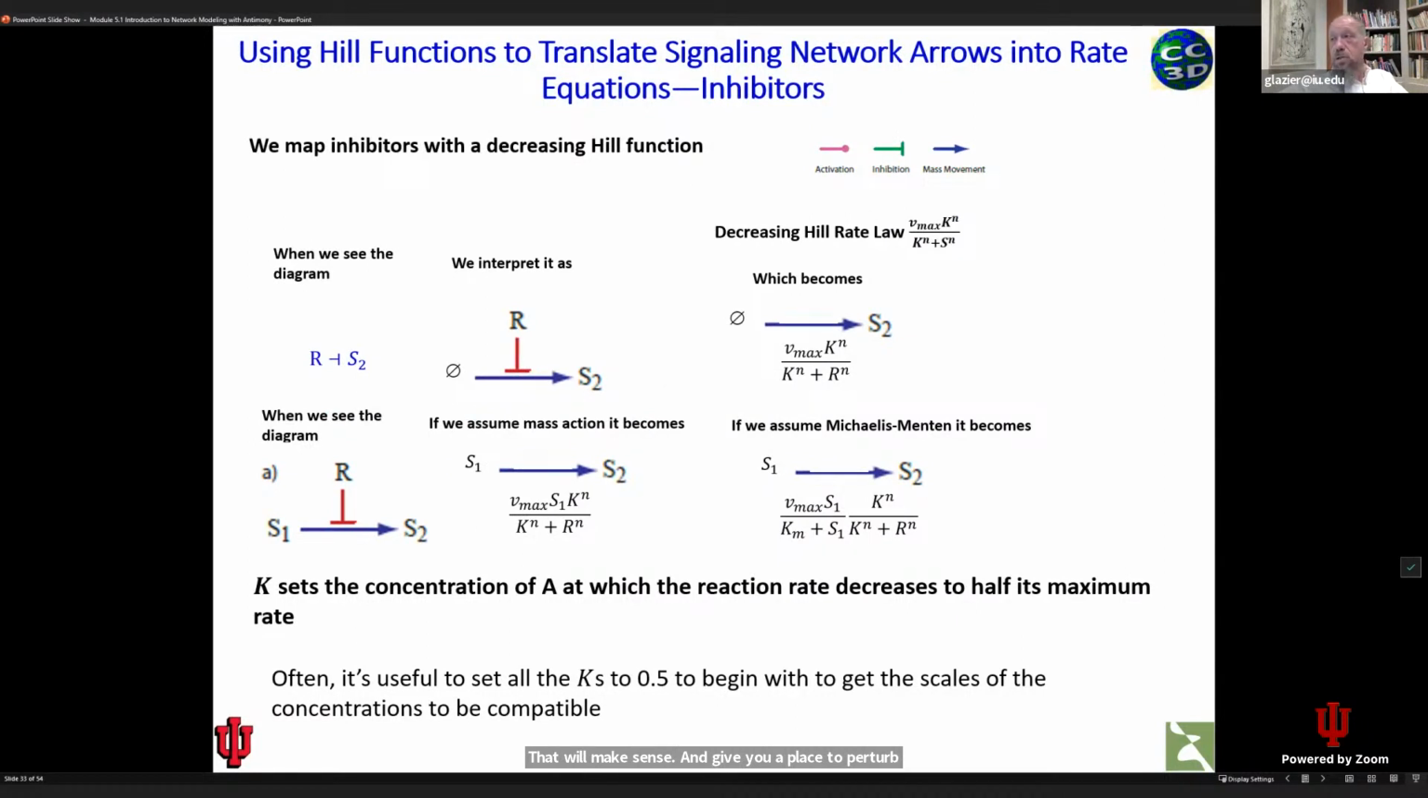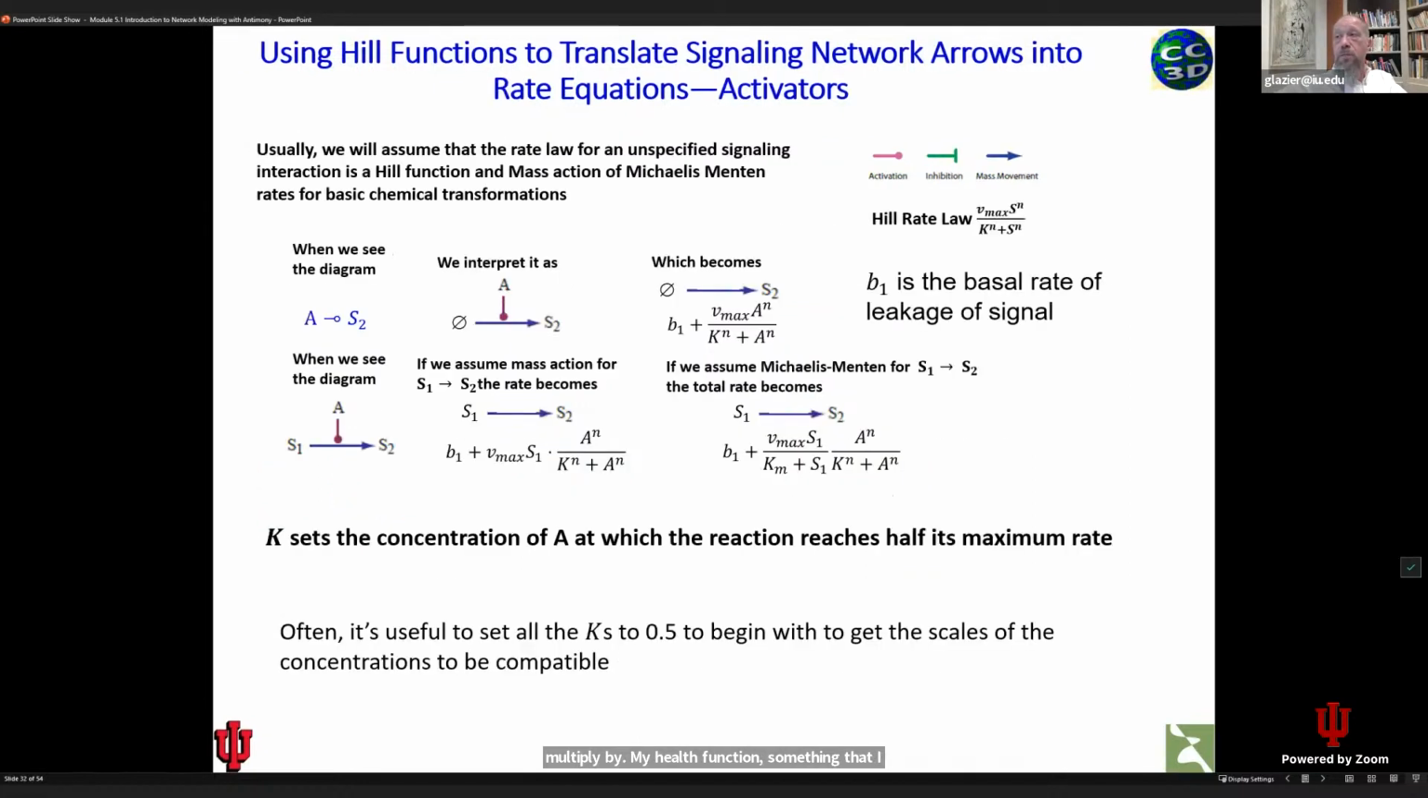I'm not going to go into the inhibition. The inhibition has the same structure as the activation. And so in this case, maybe the second line is worth looking at. If you have mass action, S1 going to S2 without any regulation would have a rate Vmax times S1. And here I'll multiply by my Hill function, something that I didn't emphasize, which I'll come back to just show you here, is one of the nice things about Hill functions or Michaelis-Menten functions is they have a very symmetric form when I go from activation to inhibition.